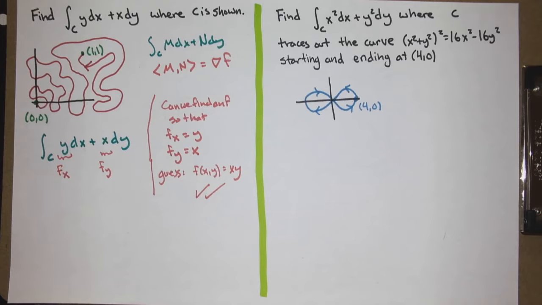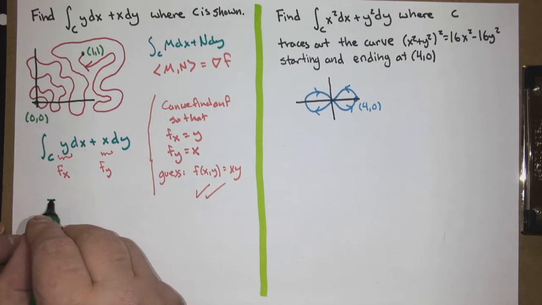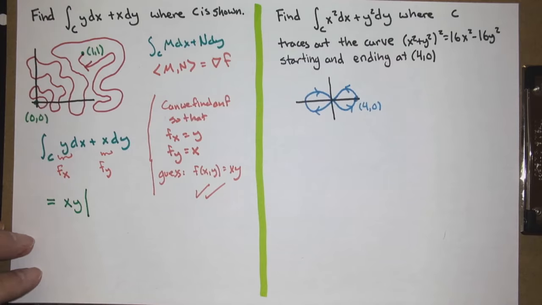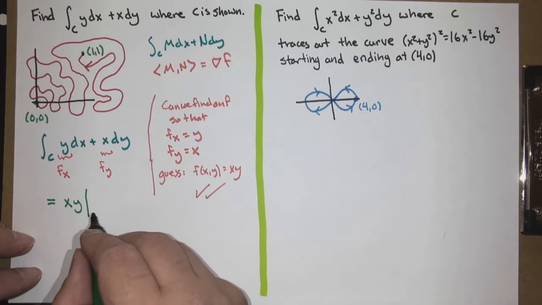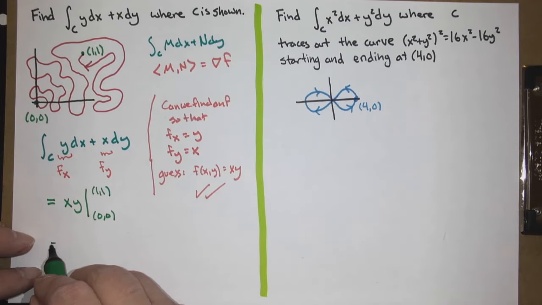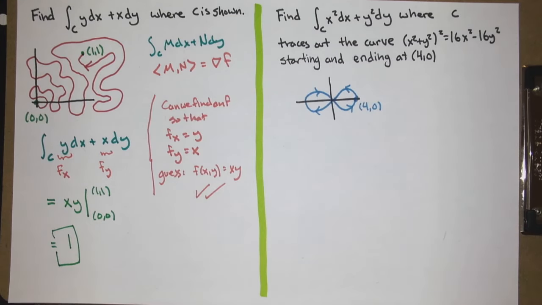Okay. So now, what do we care? Well, we say, look, this is equal to our potential function xy evaluated at our endpoints. Where's our start point? 0, 0. Our endpoint? 1, 1. So we plug in 1, 1. What do we get? 1. Plug in 0, 0, what do we get? 0. So our answer is 1. Not so bad. We're getting into the find the antiderivative kind of mindset for today.